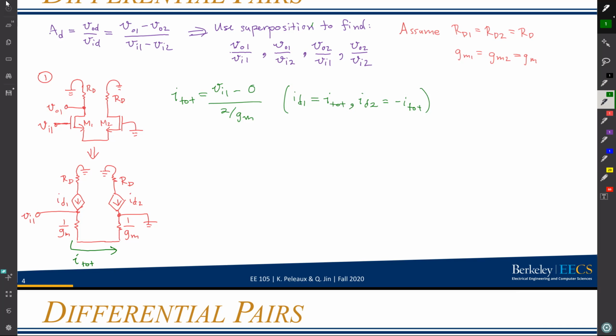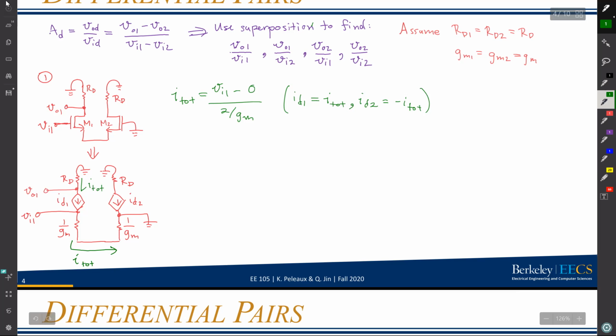So what am I concerned with here? I forgot to draw that. I want to find VO1. Well, I know that there's really only one branch here. So the current going through RD up here is still going to be I total, because there's no current flowing in or out of VO1 or VI1 or into that ground node.